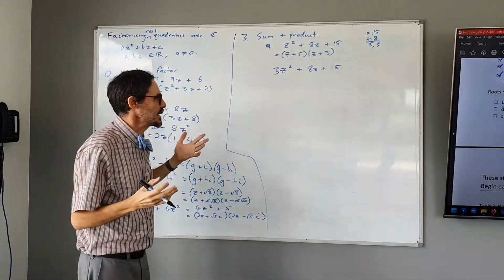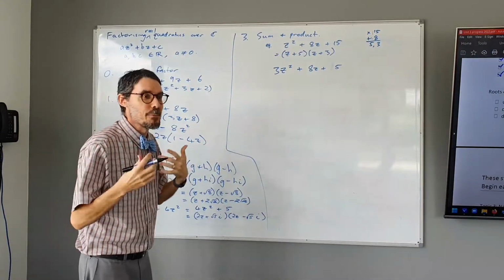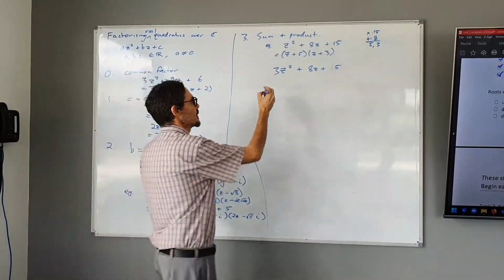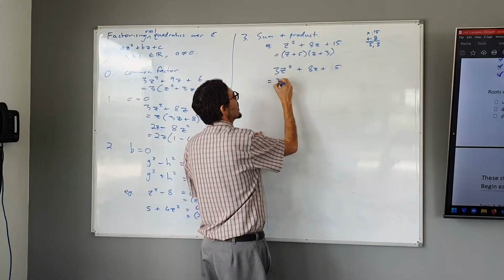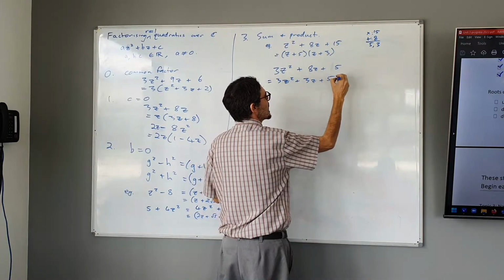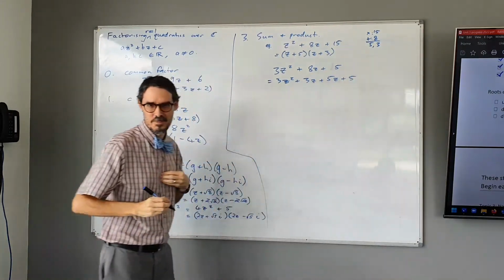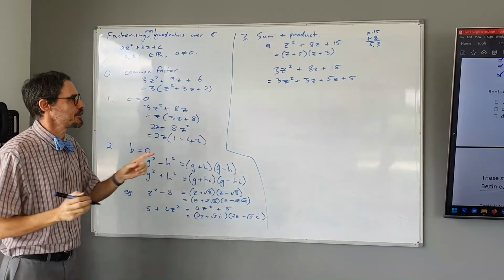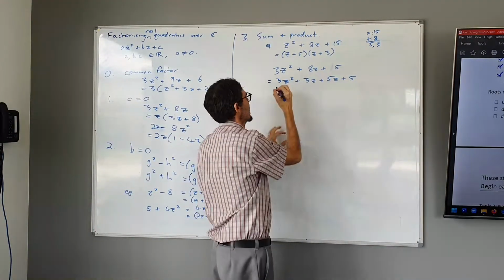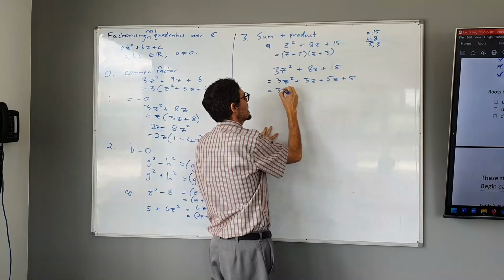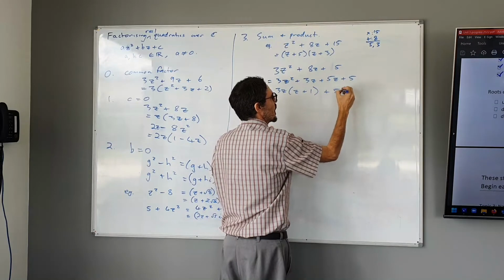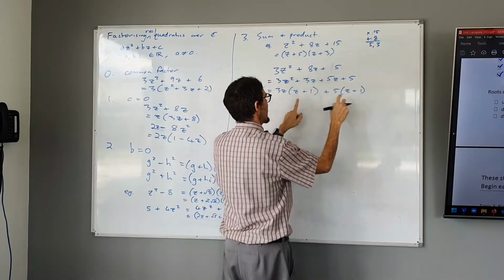So still 5 and 3. But how do I then go to the next step? For me, after many years of teaching this, I'm going back to first principles. Split this up: 3z squared plus 3z plus 5z plus 5. It doesn't matter if you get these the wrong way around, you'll still get the same answer at the end. Because then I go 3z(z + 1) plus 5(z + 1), common factor.